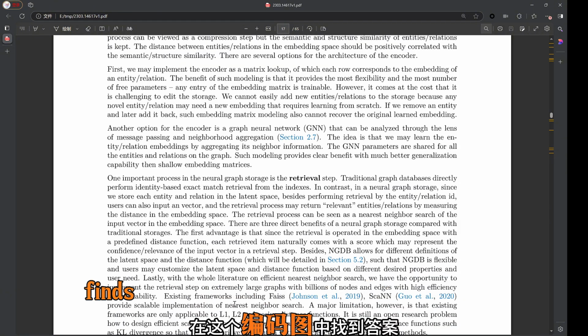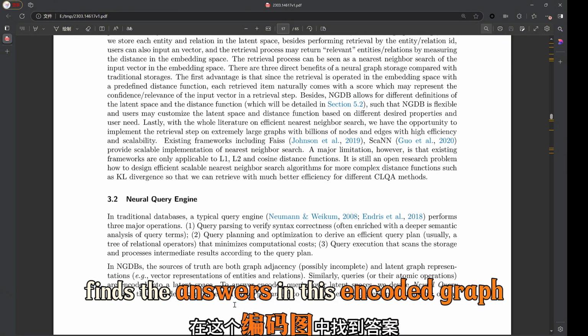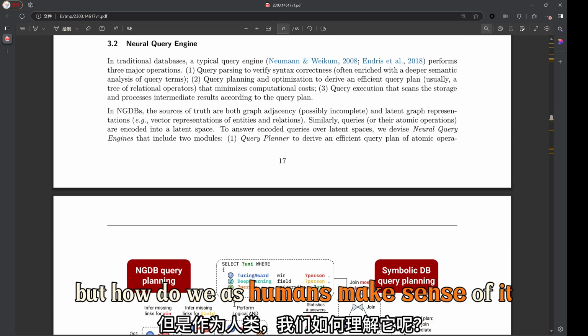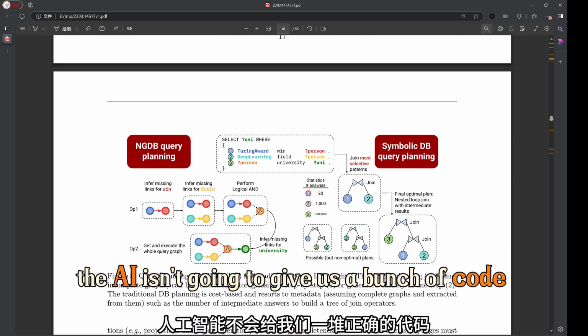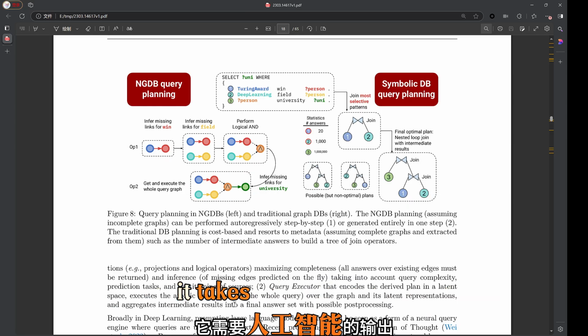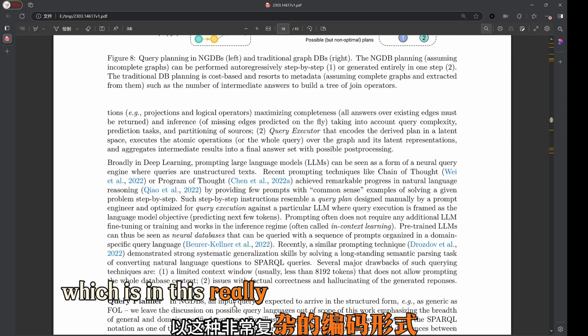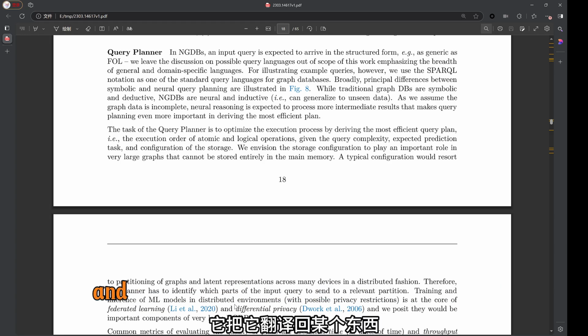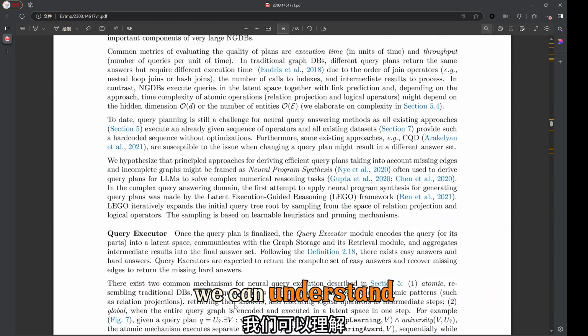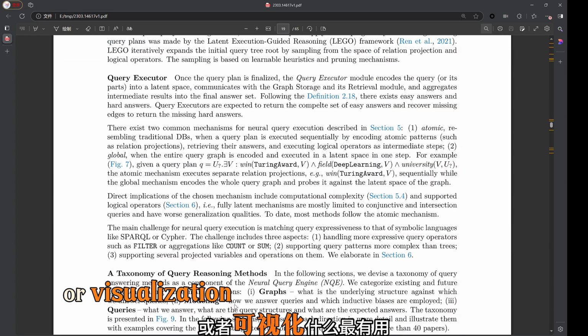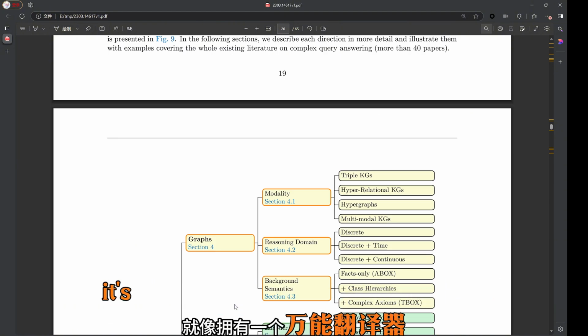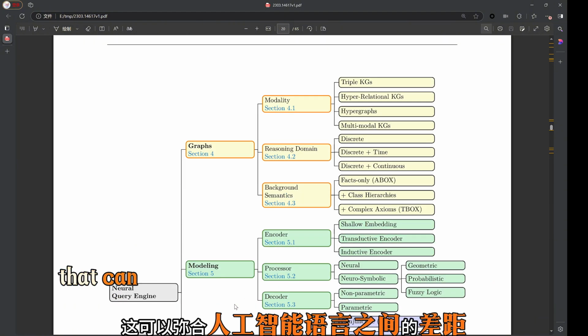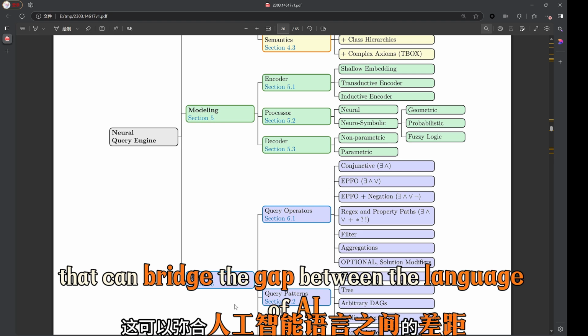So the query engine finds the answers in this encoded graph. But how do we as humans make sense of it? The AI isn't going to give us a bunch of code, right? Right, that's where the decoder comes in. It takes the AI's output, which is in this really complex encoded form, and it translates it back into something we can understand, plain English, or visualization, whatever is the most useful. It's like having a universal translator that can bridge the gap between the language of AI and humans.